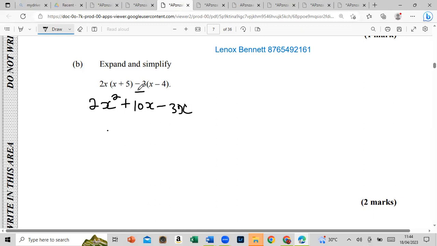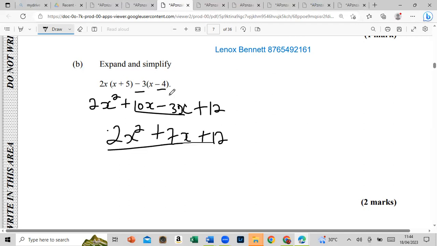So we have negative 3 times negative 4. A negative times a negative, that's positive. And then 3 times 4, which is 12. So now we have 2x squared. We're going to maintain that, because there are no like terms like that. Also, the 12 only goes in the middle. And 10 minus 3 would give us positive 7, since the 10 is bigger. So there we have it. So if we factorize this, we should get back the original.